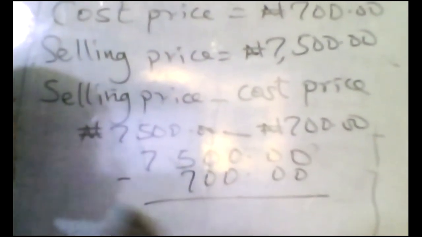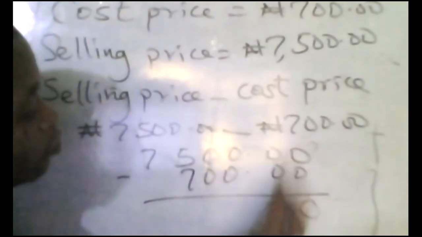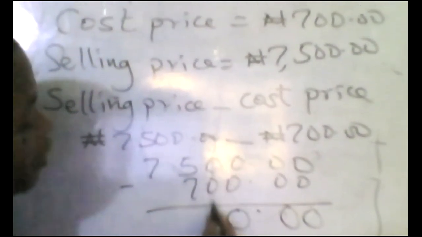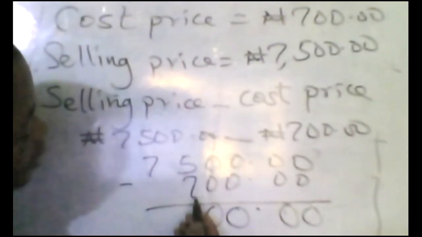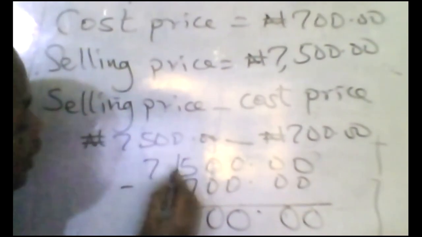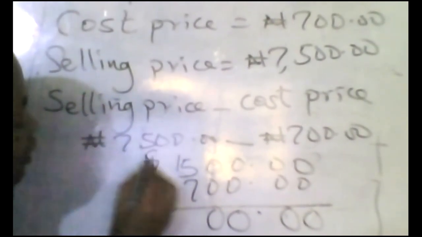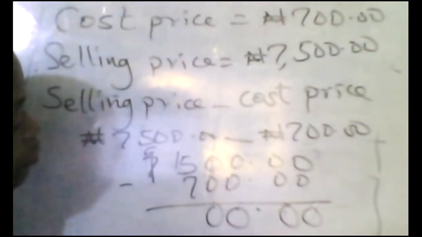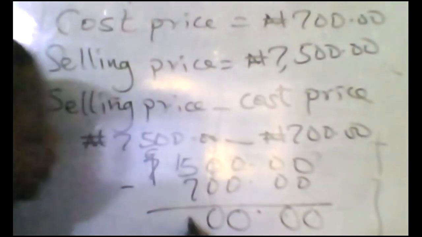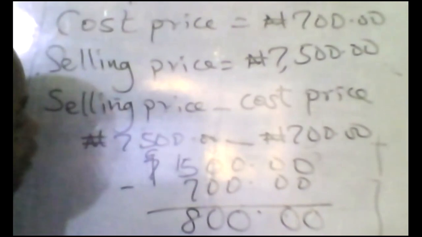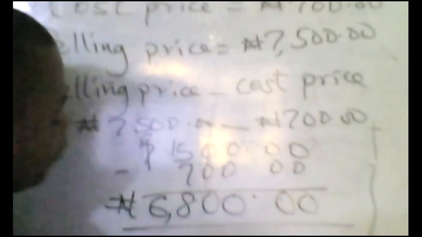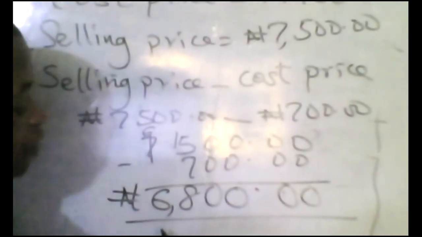Let's subtract it. So we have 0 minus 0 is 0. 0 minus 0 is 0. Then here, there's no way you can take 7 from 5. So you need to borrow one from this place and put it here. By doing that, you are having 6 left. So 50 minus 7. What is 50 minus 7? 50 minus 7 is 8. Then you bring down 6, which means that the profit made on that article is 6,800.